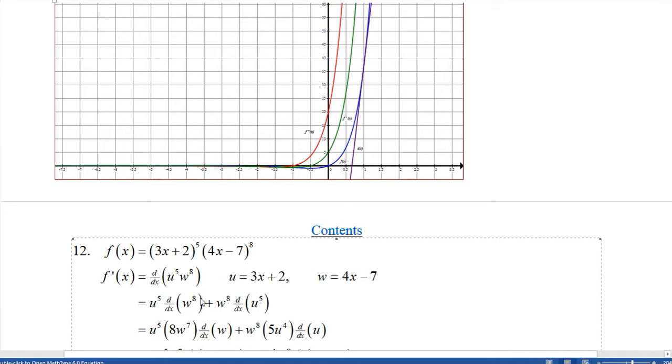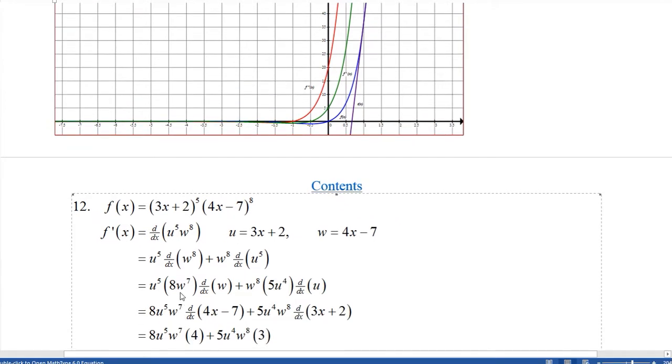The derivative of w to the 8th is 8w to the 7th times the derivative of w. The derivative of u to the 5th is 5u to the 4th times the derivative of u. So we're using the power rule and the chain rule at that point. Now I'm going to rewrite this as 8u to the 5th, w to the 7th. Notice the last step, that u to the 5th and w to the 8th just came down. The plus as well, and the equals, of course. And rewrote this as 8u to the 5th, w to the 7th, and this part we can rewrite as 5u to the 4th, w to the 8th.